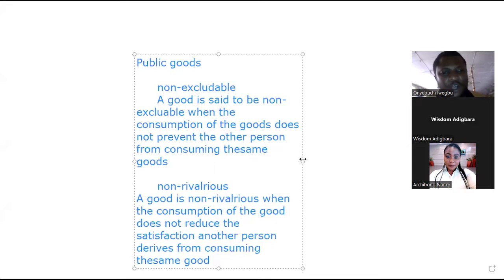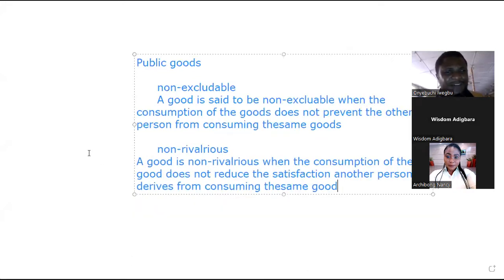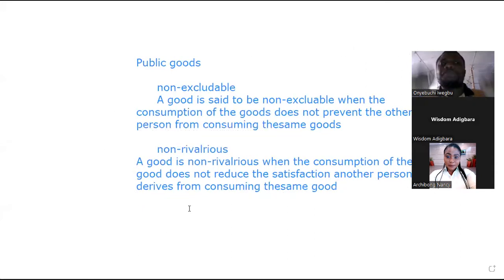These two definitions are very critical in analyzing the role of government in the provision of essential commodities. The essential commodities here are called public goods. And what are public goods? Public goods are goods that have two major characteristics, okay? One is that it is non-excludable. Two is that it is non-rivalrous.